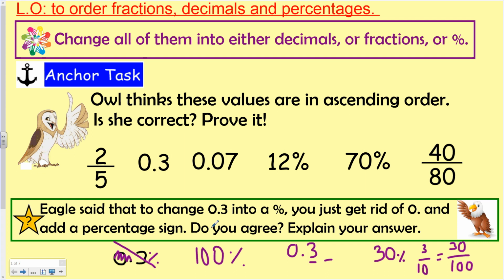So I hope that's helped with your anchor task. The next video will be your guided, and it's all about ordering fractions, decimals and percentages, and we're going to have to be changing them so they're all the same. So I will see you very soon in your guided video.